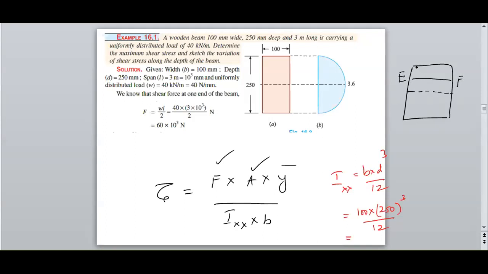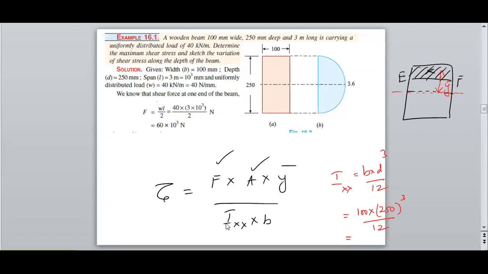above the neutral axis, and we need to find the area above the EF line. And Y bar is the centroid of the shaded area from the neutral axis. This is the Y bar, this is the neutral axis. From the neutral axis, we need to take the Y bar.